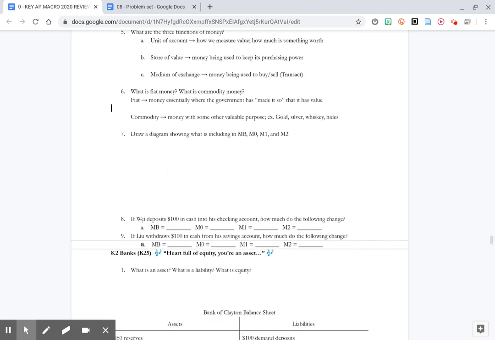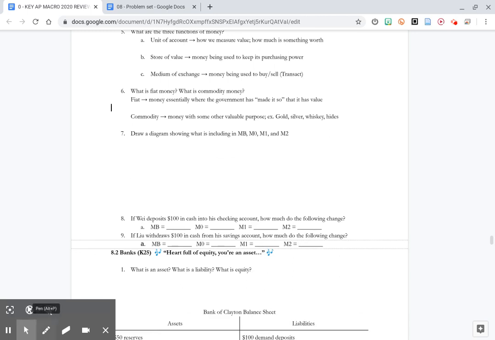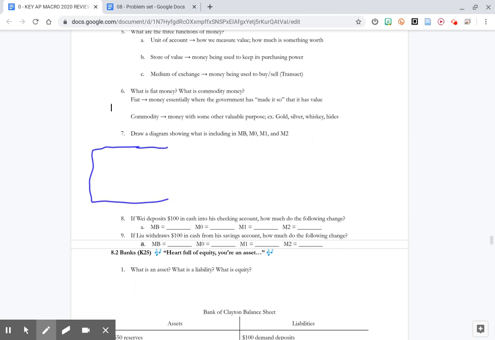Then we have a diagram showing what's included in MB, M0, M1, and M2. So I'm going to switch over to look at the diagram. We're going to draw a picture here. The first part of our picture is going to be MB, and it's going to be over here. So monetary base is what this is called. And what we would say is in monetary base is two things.